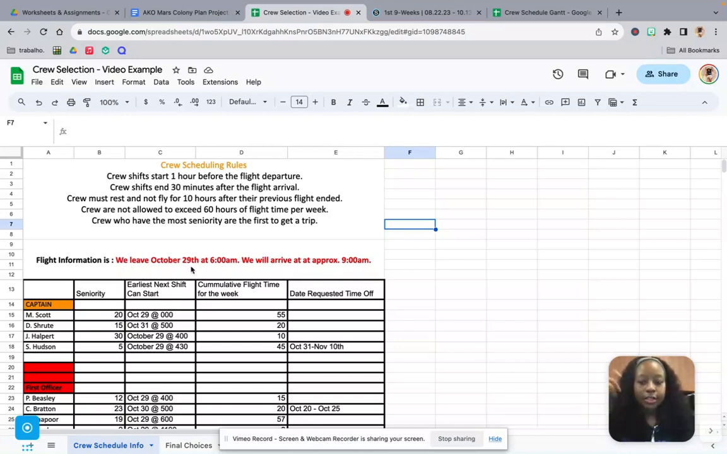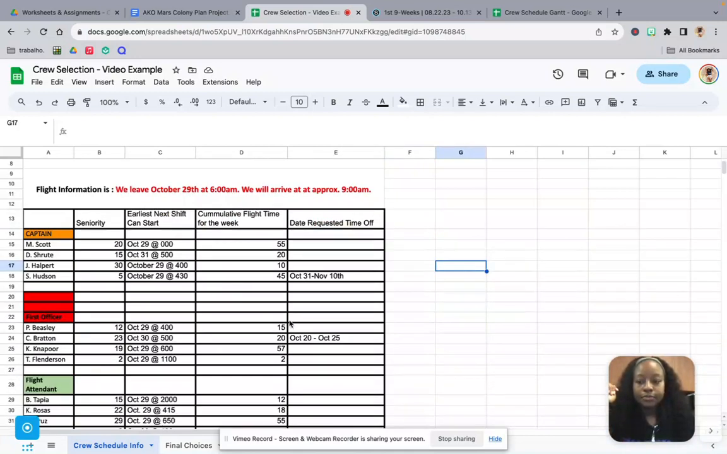So flight information, October 29th at 6 a.m. We're going to arrive at 9 a.m. All right. So our captain, if we leave on October 29th at 6 a.m., so earliest next shift can start. M. Scott can start at 1200 hours or midnight. So he's okay in the running. Dwight Schrute can start. Oh, he cannot start. He says October 31st. So he's not ready until Halloween. He's X'd. So we're going to cross him out.